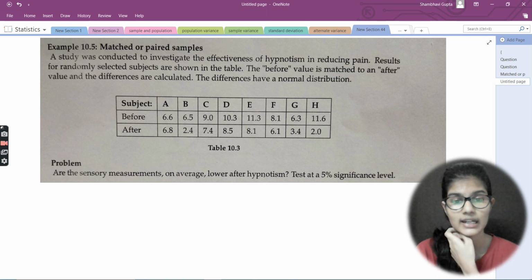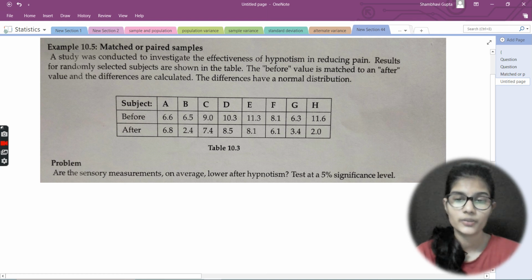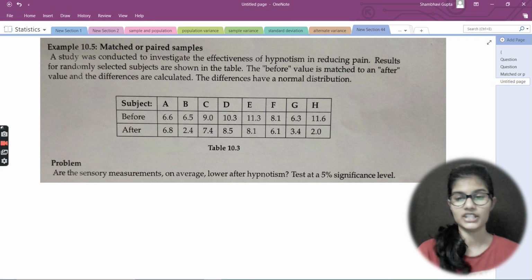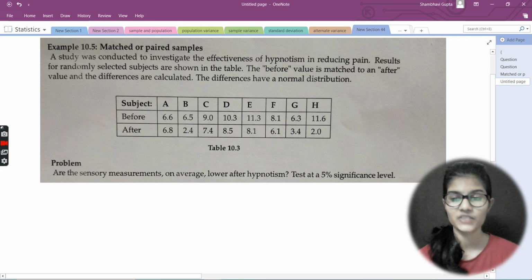I hope that testing at a 5% significance level, you must be able to do on your own, because we have done a lot regarding testing at a significance level. We had seen some things regarding the 1% significance, and we have done this 5% significance as well. So let's get started and solve this particular question.